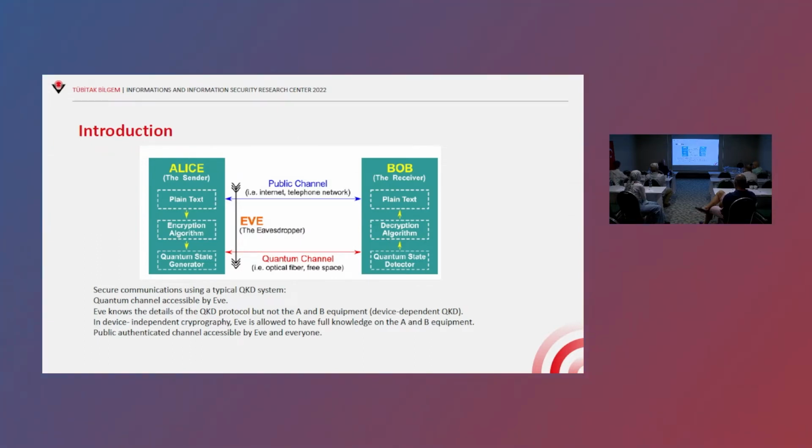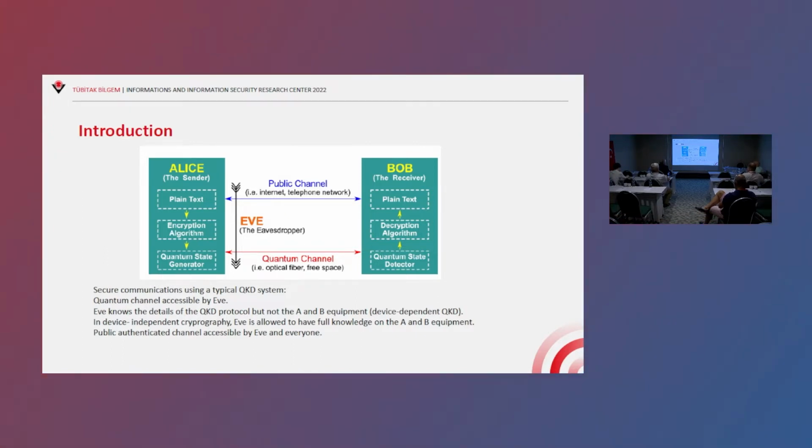It's again the general scheme of communication between Alice and Bob. Alice has a plain text, and then there's an encryption algorithm. And according to this encryption algorithm, Alice encodes the information on a quantum state. And then this particular qubit, encoded with this information, is transmitted through a quantum channel to Bob. The quantum channel could be an optical fiber, or in certain applications could be free space.